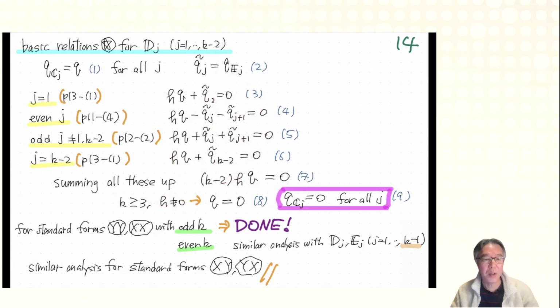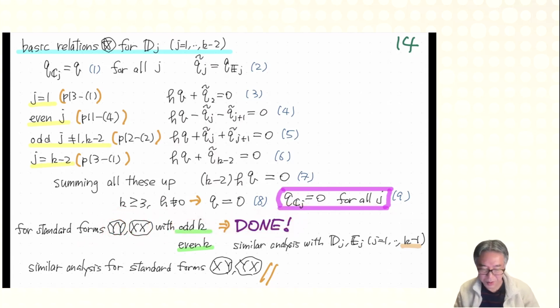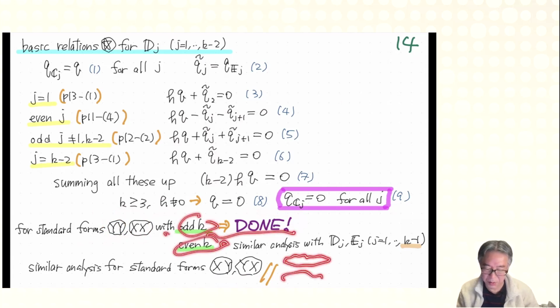Okay, so for the standard forms like yy or xx with odd k, we are done. We have shown that the coefficients are 0. So there are some remaining tasks. For the same odd k, we also have to treat x, y, and yx. And then we also have to treat these guys with even k. So actually there are 4 different patterns. So this one for odd k, we are done. This one for odd k, this one for odd k, and this one for even k. But I think you believe me that they are not too difficult, and you can basically do the same thing.